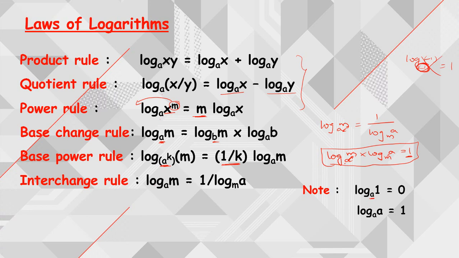Okay, so log a to the base a is equal to 1. This is the most important point. Next, one more thing: log of 1 by a to the base a is equal to minus 1.